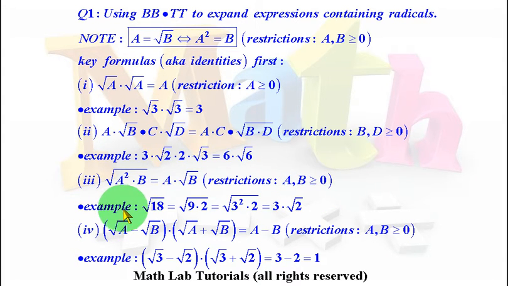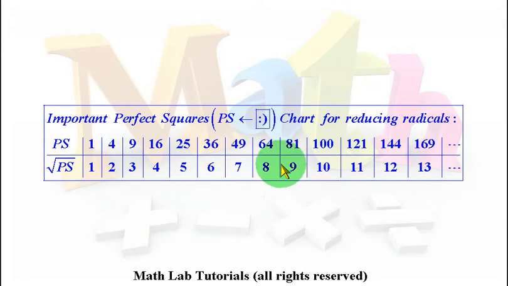So for example, if we have the square root of 18, what's the largest perfect square that goes into 18? Of course, the answer to that is 9. If we go back to the perfect squares chart, what's the largest perfect square that goes into 18? It's 9. So initially you might have to refer back to the perfect squares chart. Feel free to do so at any point in time.